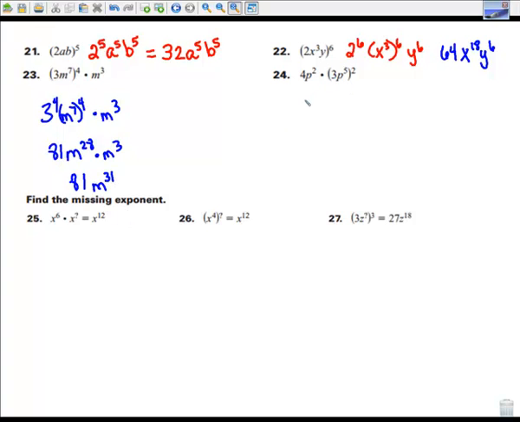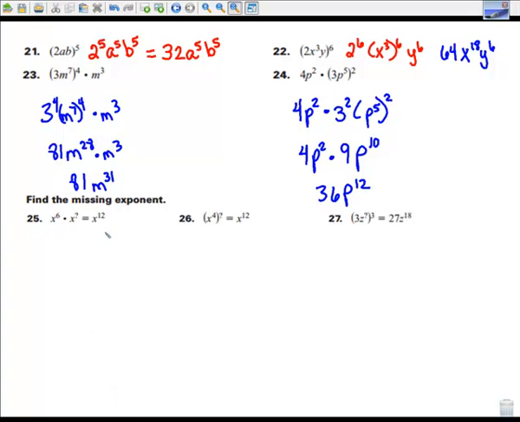Let's try this one. I can't do anything with the 4p squared yet until I take care of this. So I have 3 to the second, and then p to the fifth to the second. So 4p squared times 3 to the second is 9, and p to the fifth to the second is p to the 10th because we multiply. Now I can just multiply my constants. 4 times 9 is 36. P squared times p to the 10th is p to the 12th.